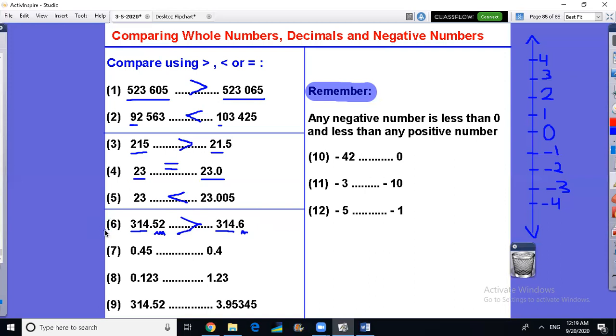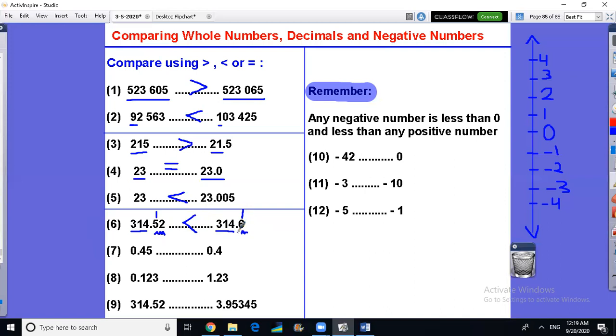Why, mister? Because I said to you compare digit by digit. After the decimal point, here is 5. Here is 6. This is greater. Mister, this doesn't make any sense. 52 is still greater than 6.